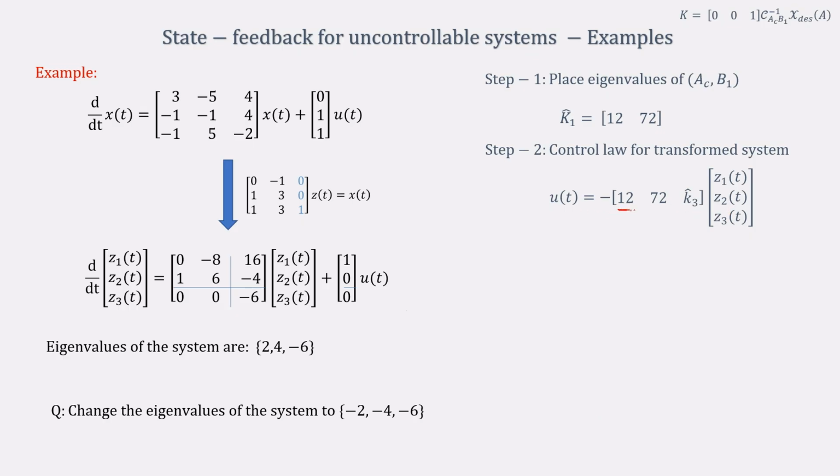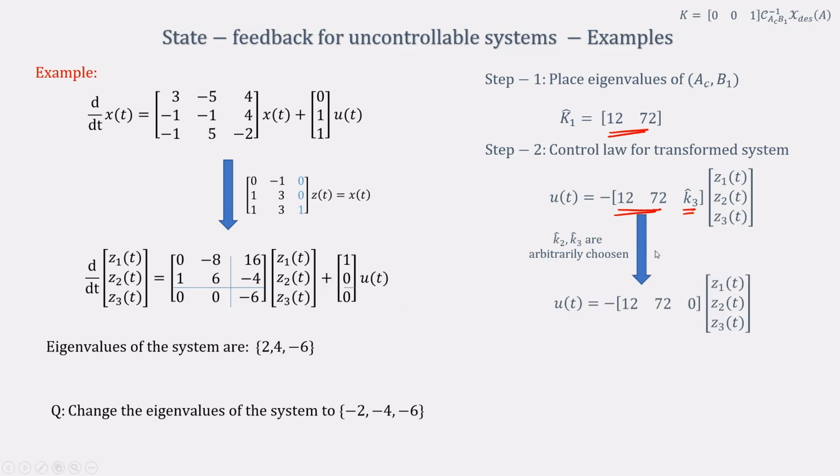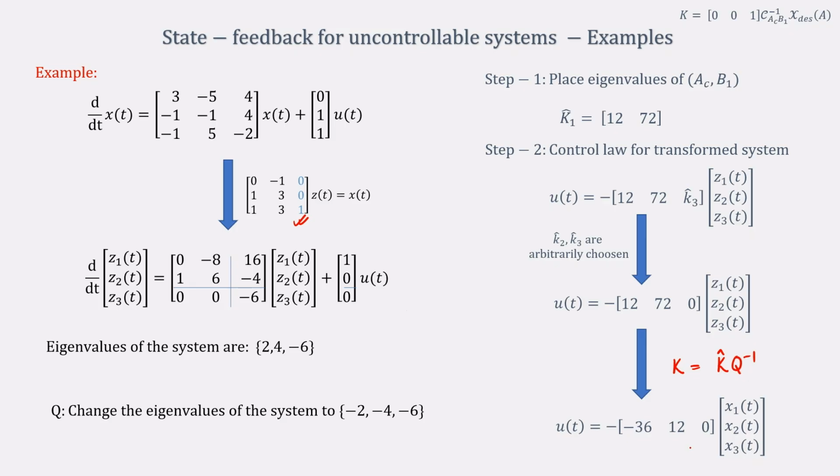So, you see K1 hat comes out to be this, which means your control law is u equal to minus k hat z. This is the term that is coming, and this other part I can choose anything, like I told in the previous example. I am choosing it to be 0, you can choose something else also, it does not matter. Then, using the transformation here, k will come out to be k hat q inverse.